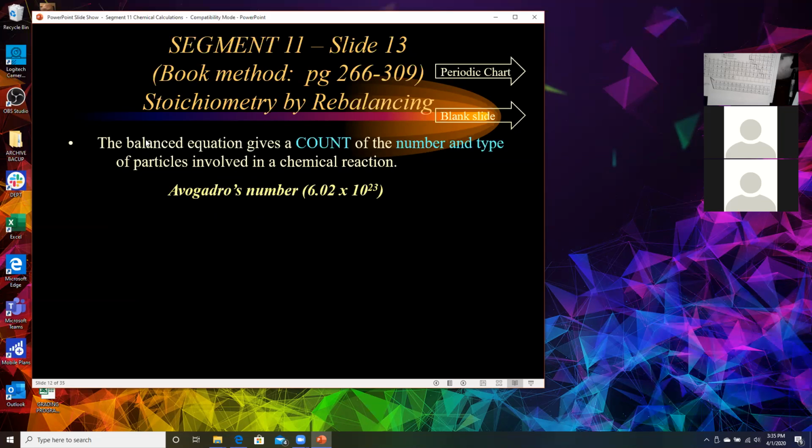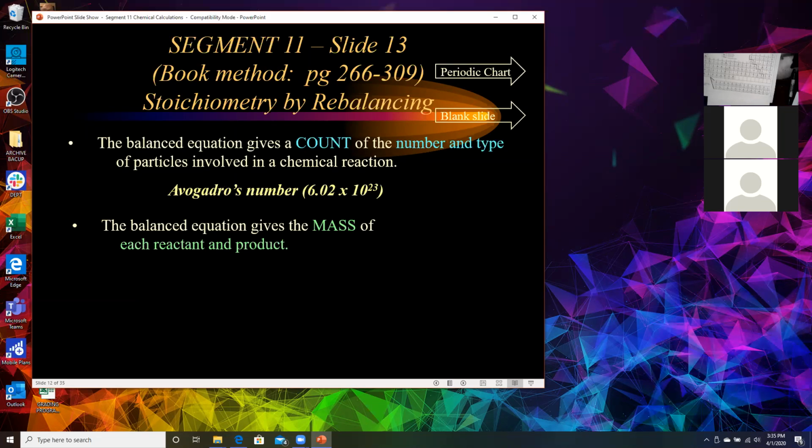Now, we're going to use the concept of Avogadro's number being a count in order to solve chemical problems, and we're going to do this from our balanced equation. Now, if you have learned grams to moles, moles to moles, moles to grams, wipe that out of your head right now. I want to show you a better way.